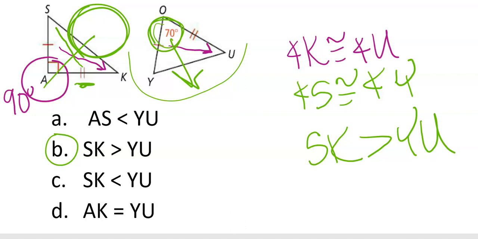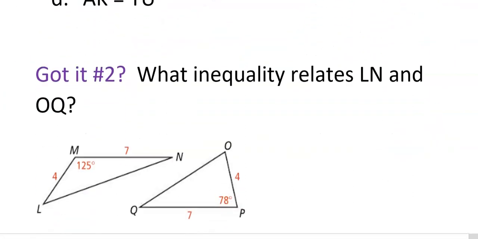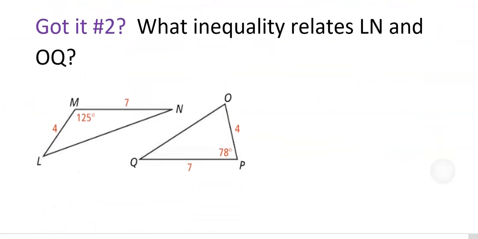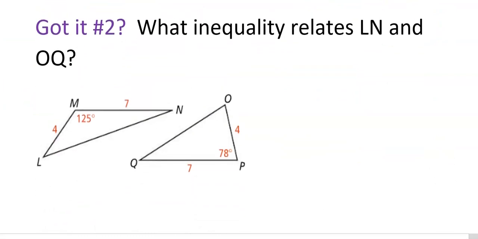So if you look at this and say SK is bigger than YU, then that angle that's opposite SK must be bigger than the other one as well. So not a lot of things you can write down, but definitely something to look at. So far, two sides are the same, okay? Kind of like the last one.